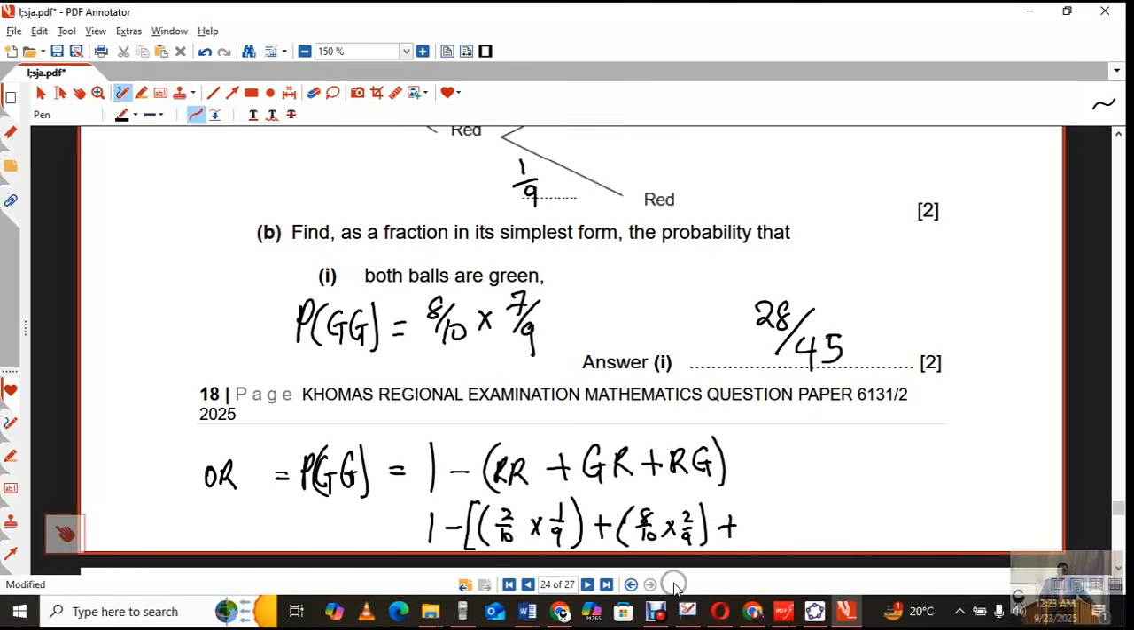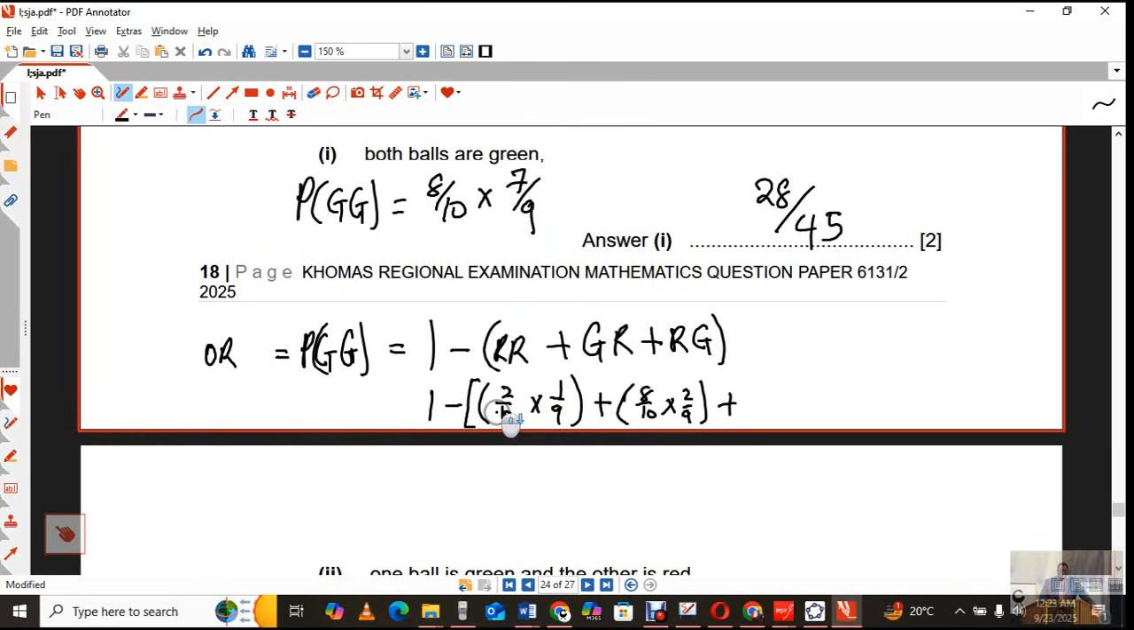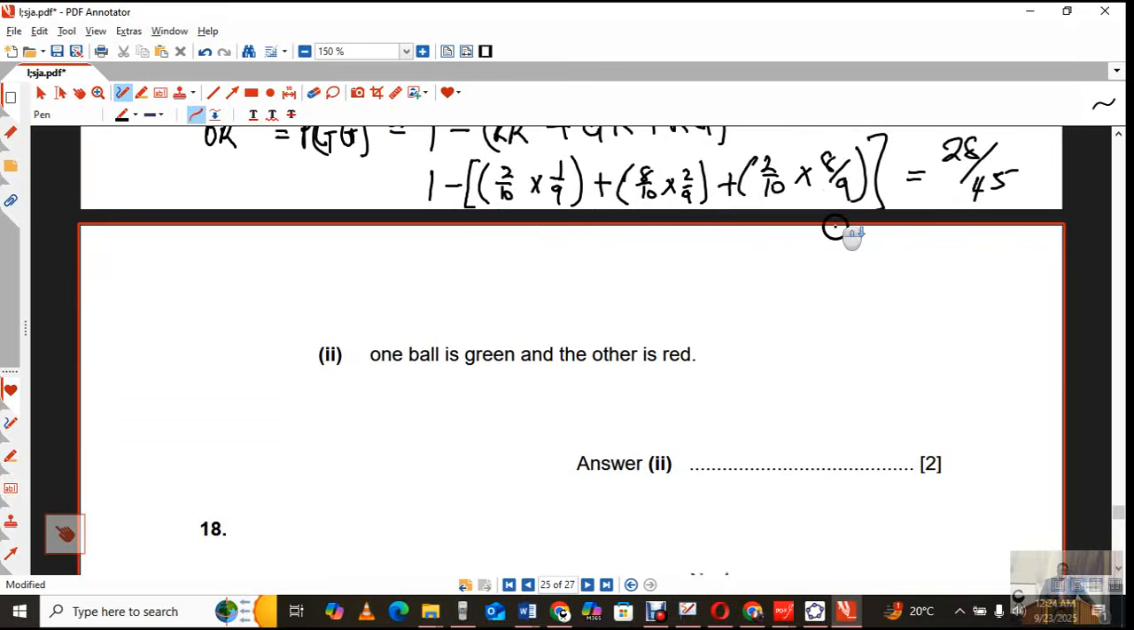plus red, green. What is red? Red is 2 over 10, 8 over 9. When you do all of this, you'll also arrive at this answer, 28 over 45. Just a correction there. But I believe the first one on top is more or less straightforward.